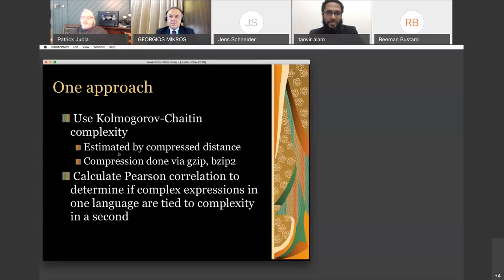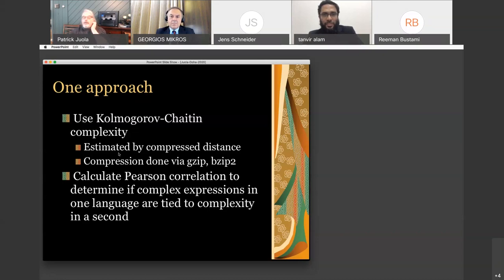So our approach is to use a very general method of complexity, which is Kolmogorov-Chaitin complexity, which you can estimate by simply taking a sample of language and compressing it. And you look at how long the compressed file is. The idea is a more complicated file will not compress as well, and therefore will be bigger. A simpler file will have a lot more repetition and will compress more.